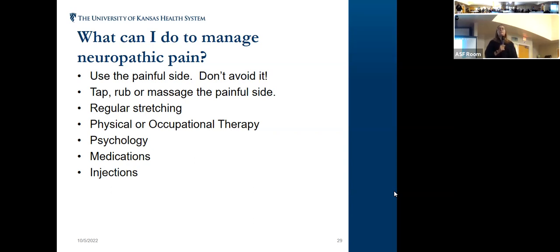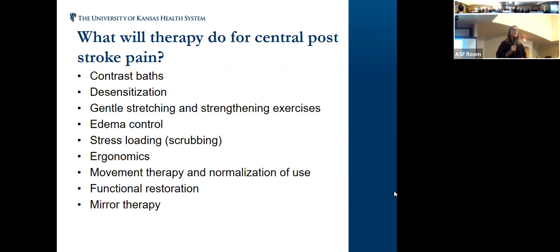There are lots of good medications for neuropathic pain, very similar ones to complex regional pain syndrome: gabapentin, Lyrica, Cymbalta, there's a whole bunch of them. And then injections, so not very common, but pain doctors could possibly think of some injections to help. This list of what a therapist might do for central post-stroke pain is the same as complex regional pain syndrome. We went through this list already, but it's very similar.